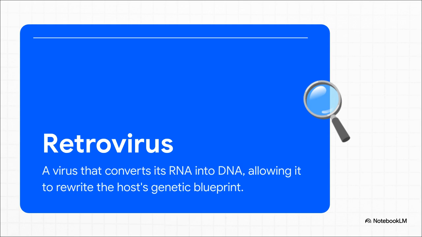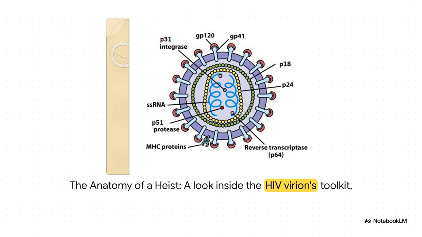But retroviruses, they completely flip that script. They have this special enzyme called reverse transcriptase, and it does something incredible. It turns their RNA, their temporary copy, back into a permanent strand of DNA. It literally works backward, which is where they get the name retro and their power to permanently change a host cell.